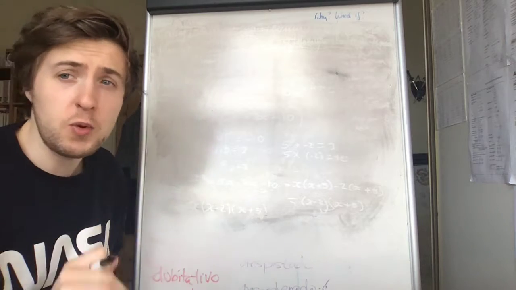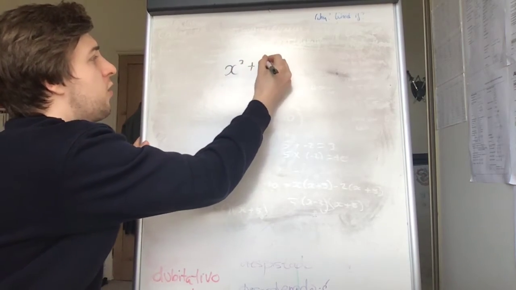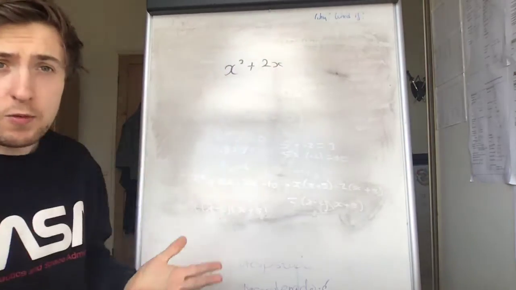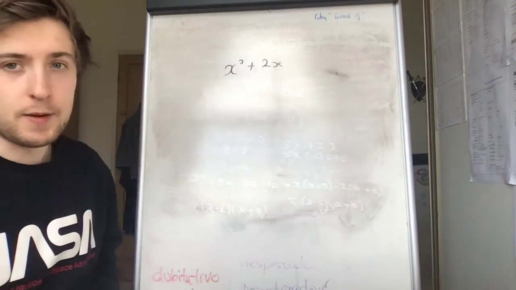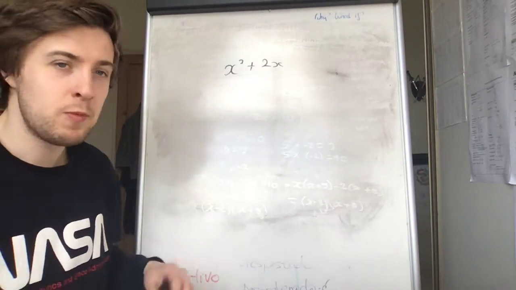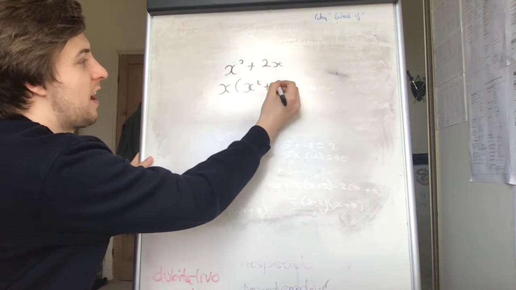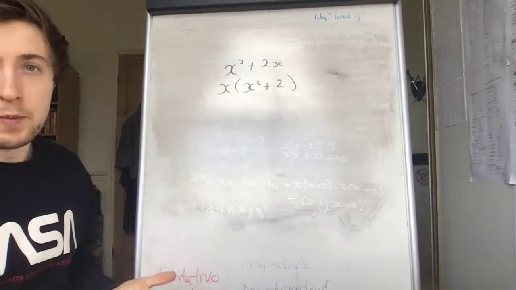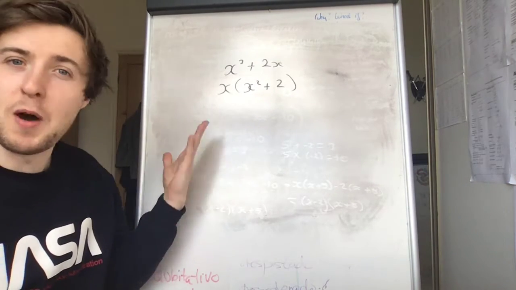Okay, so the first one we're going to do is x cubed plus 2x. Now, to factorise, I want to find something that can go into both of these two terms. And we know that there is an x here and there's an x here. So, what can we do? We can say that that is actually the same as x times (x squared plus 2). Okay? And that's about as far as we can go, so that one is done.